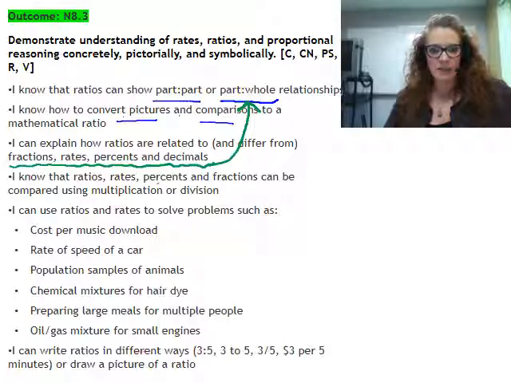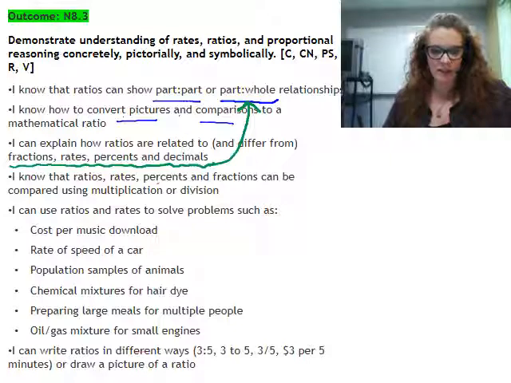Another common example for our farm kids, oil and gas mixtures for small engines. So older snowmobiles, chainsaws, those kinds of engines, they don't have oil injectors, so you have to put oil in with the gas, mix it all up, and put it into the gas tank just like that. So how do you figure out that ratio of oil to gas? Because you do not want to mess that up. You'll have terrible results.